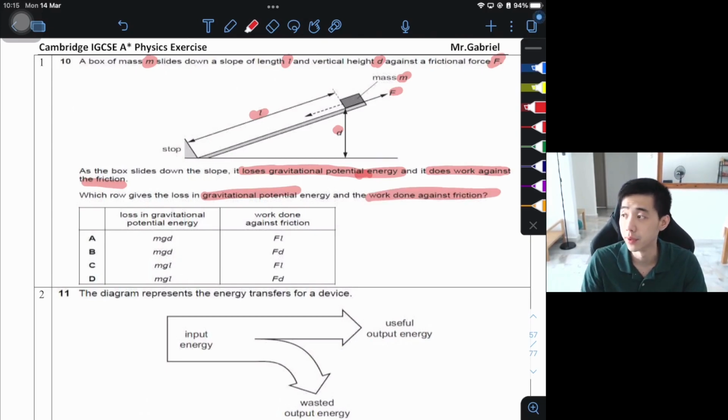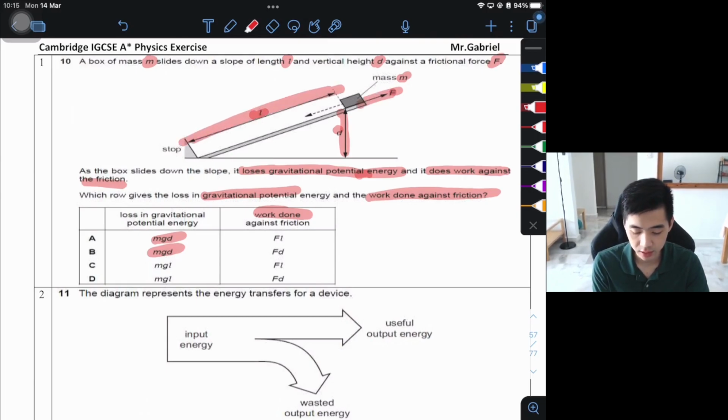Now you guys have to remember this, whenever we're talking about gravitational potential energy, the height that we are concerned of is always going to be the vertical height, none other. So looking at this question here, this is the only vertical height, right? So mgD is the only logical one. And since we're talking about work done as well, work done is always going to be force parallel to its displacement. If the force is in this direction, the distance must be parallel to its force, right? So its answer is definitely going to be A in this scenario here.